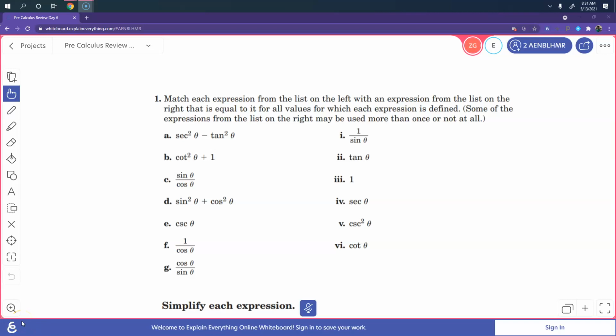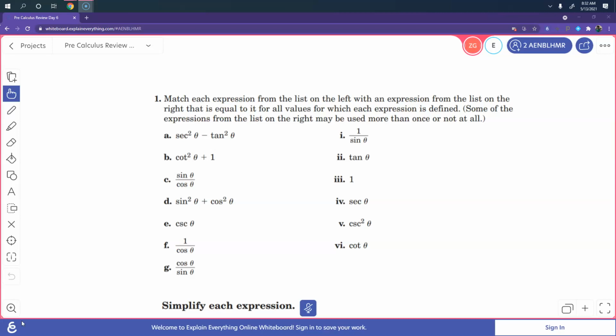This has to do with simplifying trig identities, or trig expressions. Number one, match each expression from the list on the left. And so we're gonna list things here. Okay, so I'm gonna start with the easier ones. Remember, there is an identity that says sine over cosine is tangent.